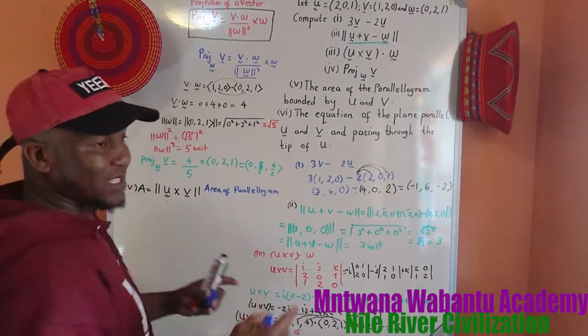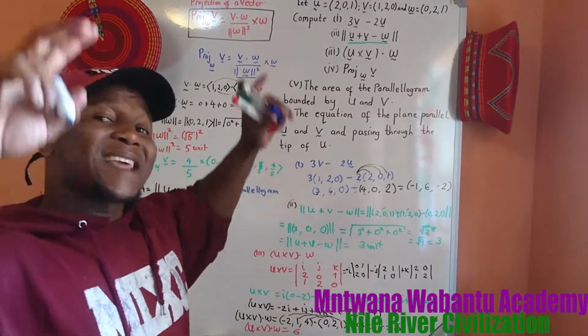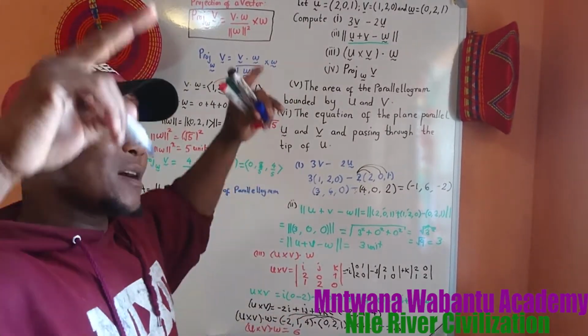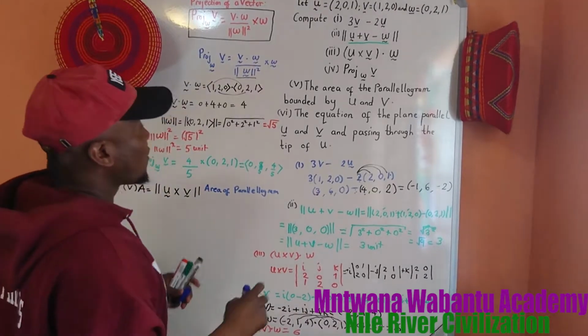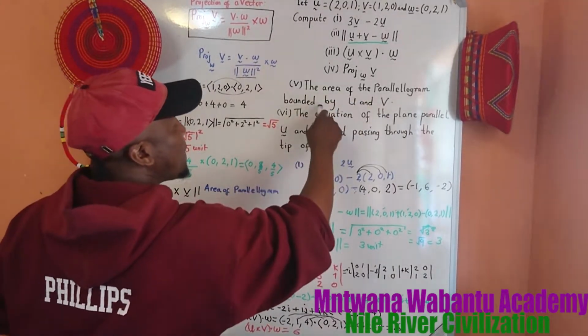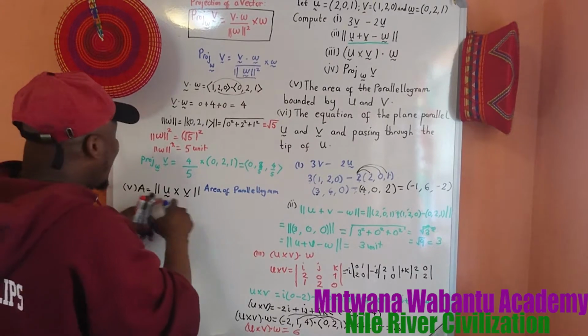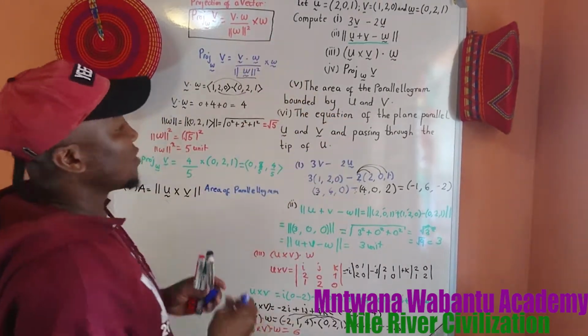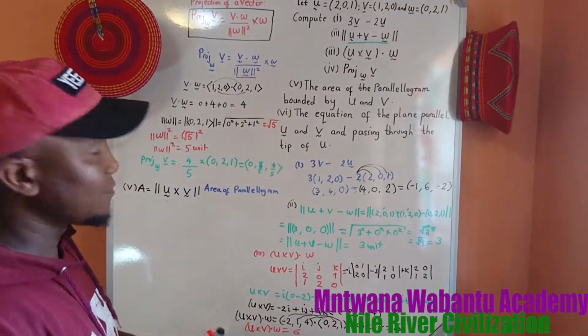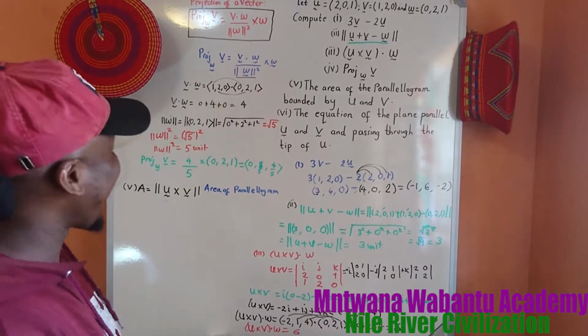Always cross those vectors that are going to give you an equation, and find the absolute magnitude of those vectors. So find the area of the parallelogram bounded by U and V. Okay, so let's go.